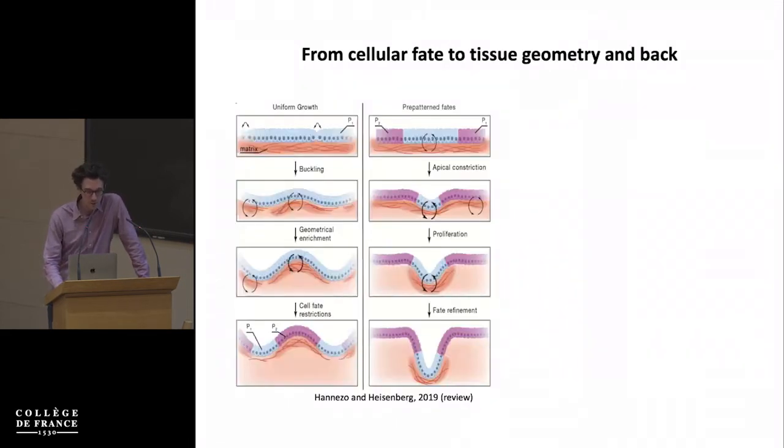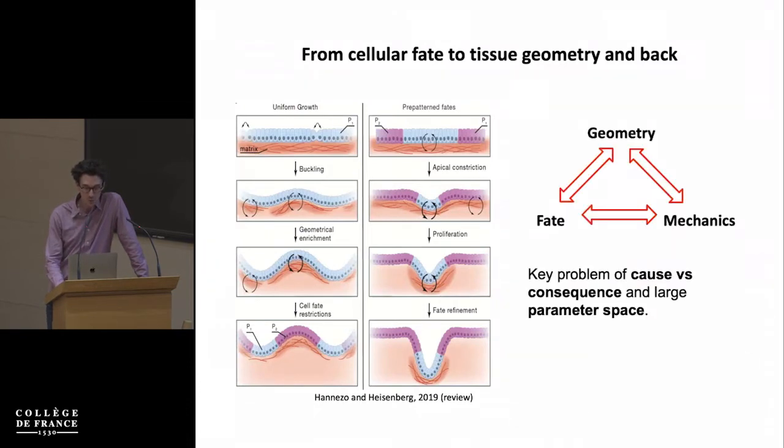But again, once you start asking this kind of question, you end up pretty quickly with problems of cause and consequence, right? Because again, fate can change mechanics and geometry could conceivably change it back. And so as a modeler, it's a bit of a daunting task, right? Because each of these modules has quite a few parameters, and as soon as you start considering possible feedbacks, things get out of hand pretty quickly, and the parameter space explodes.